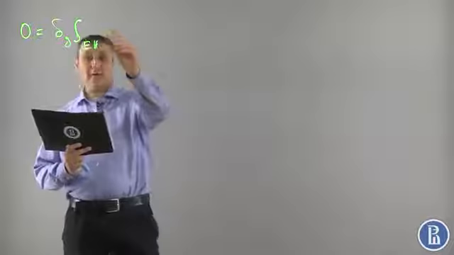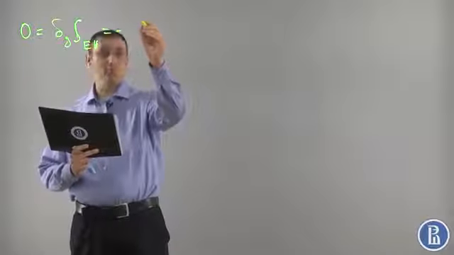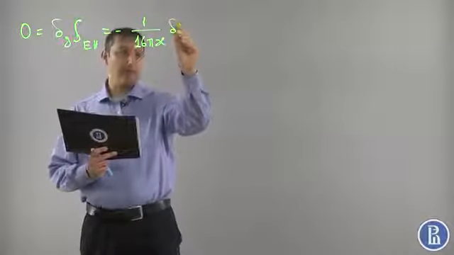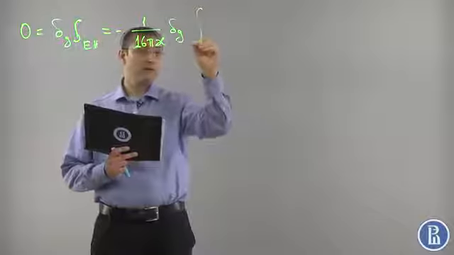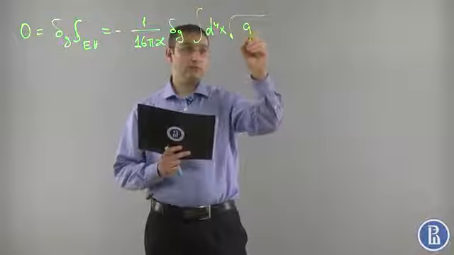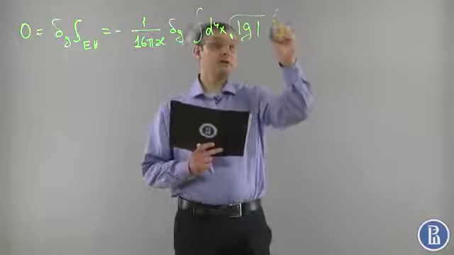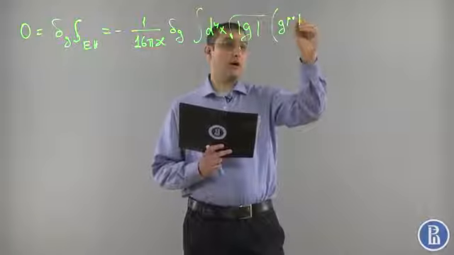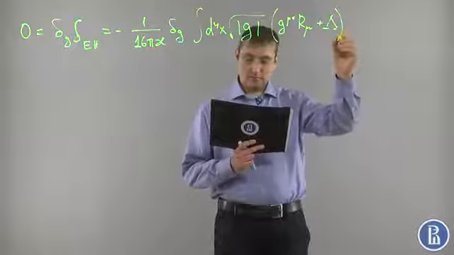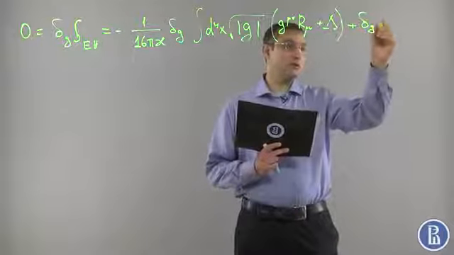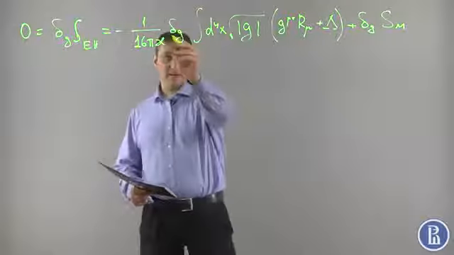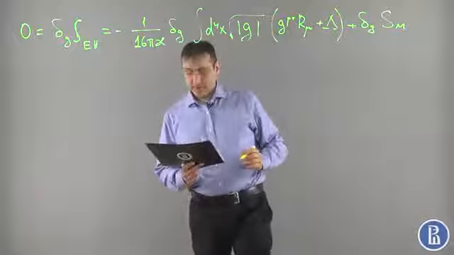So we have to vary the following quantity: 1/16 pi kappa, delta G, of the integral d4x square root of G, g mu nu R mu nu plus lambda, plus delta G of S_m, the matter action. So this is just R, and this is the variation of this quantity.